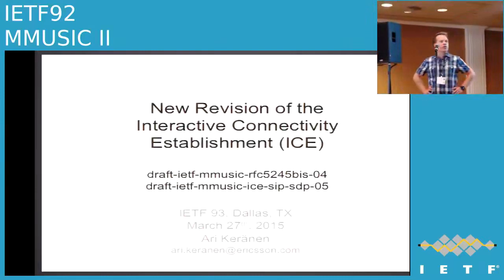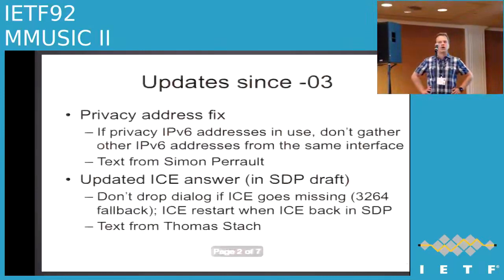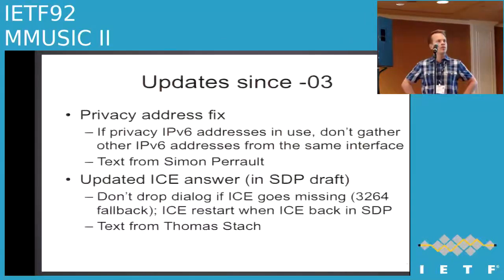So what happened since the previous version? We had a fix on the privacy addresses. This was an issue brought up by Simon Perrault and also discussed on the mailing list. So basically the text that Simon proposed, with small edits, was added to the ICE-BIS. And then there was another issue by Thomas Stach, also discussed in the previous meetings, and Thomas sent the proposed text on the mailing list. No one seemed to disagree on that, so that is now part of the ICE SDP SIP draft.